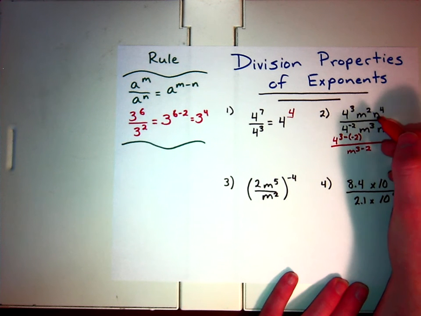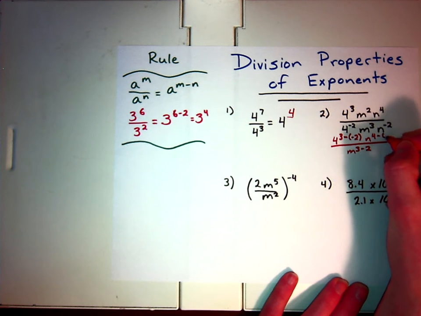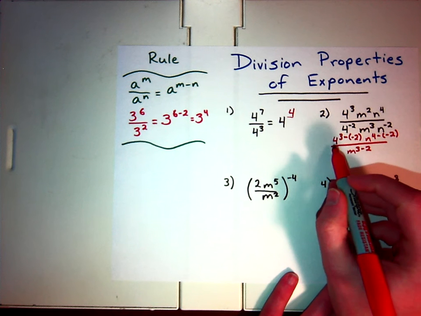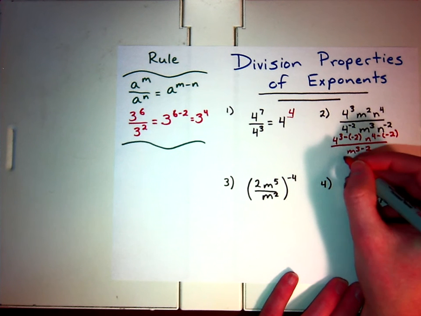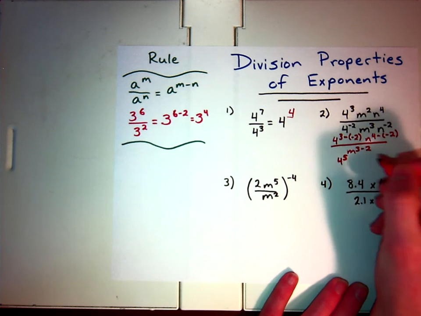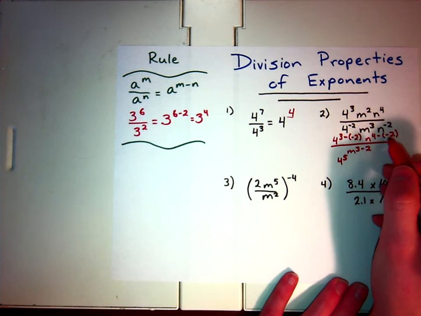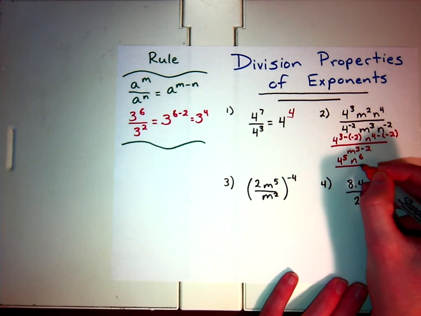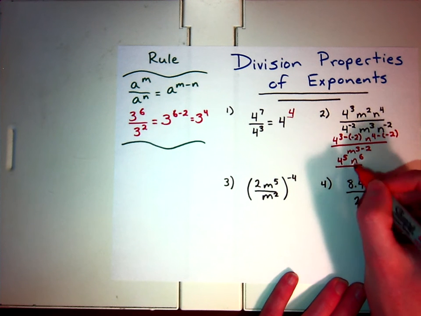And then here, n to the 4th power, n to the negative 2nd. Well, 4th power is larger, so I'm going to do n to the 4th power minus negative 2. Let's see what it gets me. 3 minus negative 2 is 5, positive 5. So 4 to the 5th power, I get n, and it's 4 minus negative 2. Well, that's 4 plus 2, so that's n to the 6th power. And then down here, m to the 3rd minus 2. 3 minus 2 is 1, so it's just m.